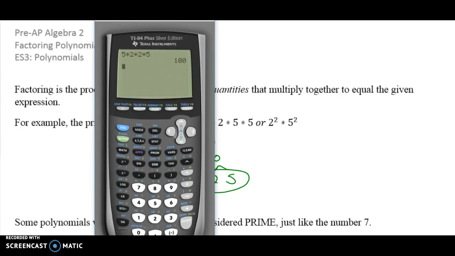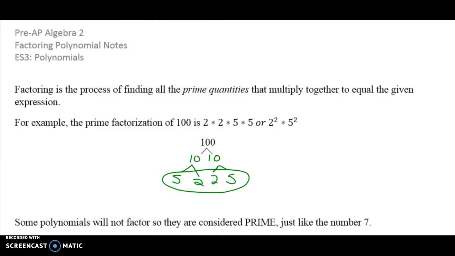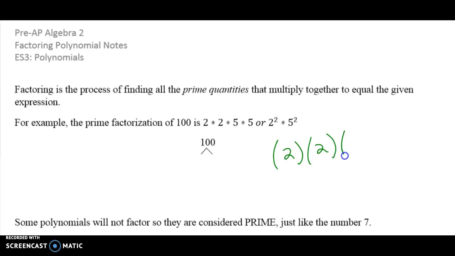Now, sometimes in math, we use parentheses to show factors. So could we also write it like this? Yes. Remember, parentheses bumped up next to each other, that means multiplied. So what we do in this class is usually polynomial factors, so you'll see them in parentheses. That's why we use those parentheses.